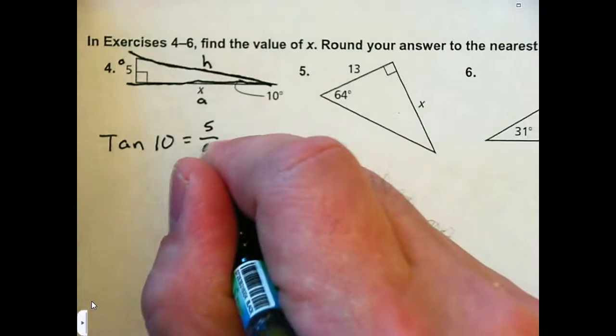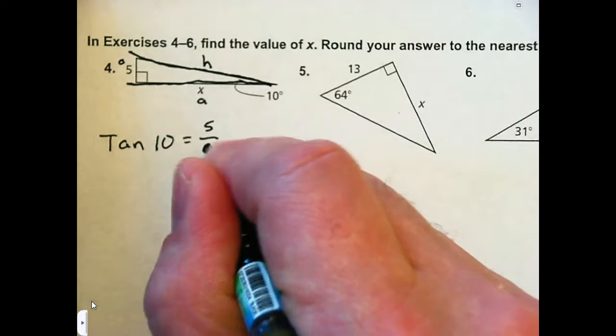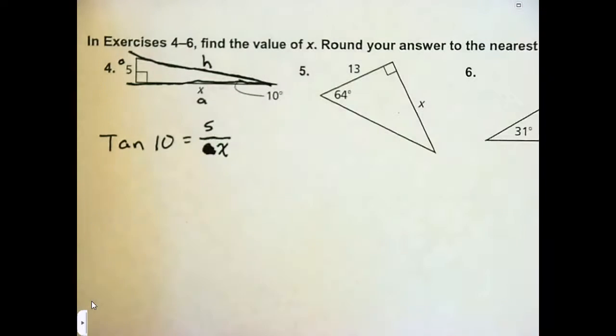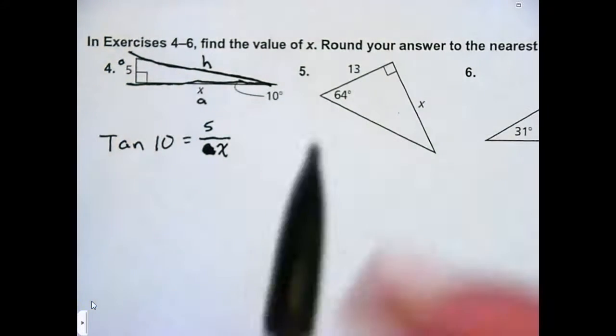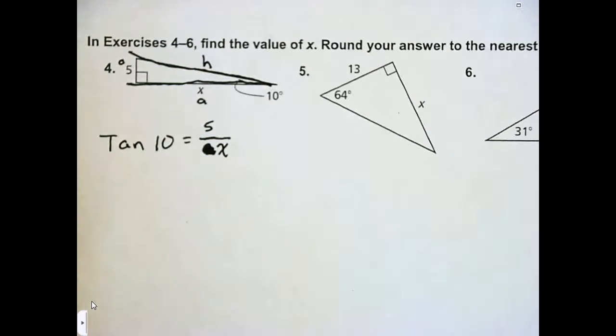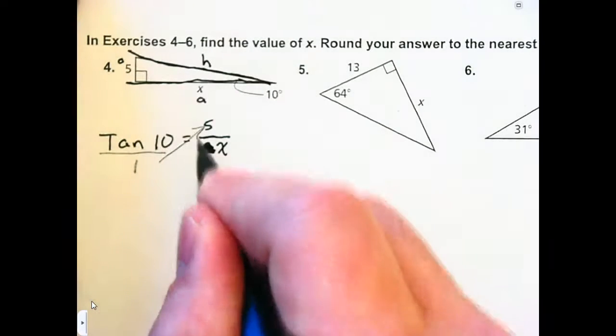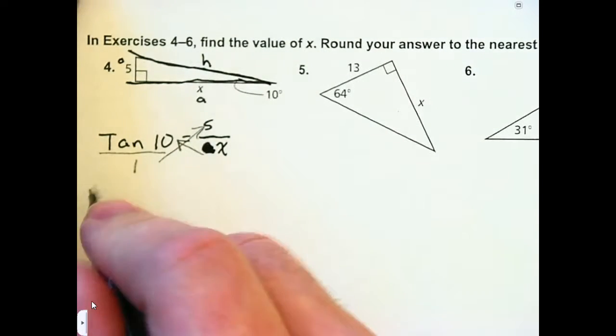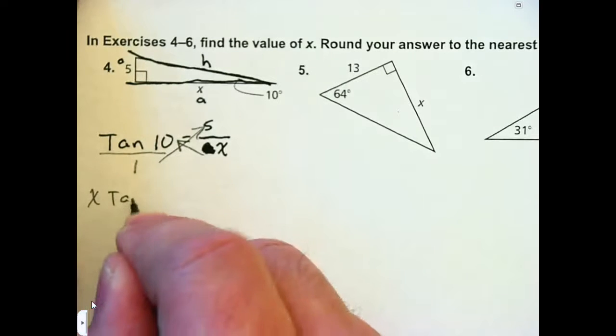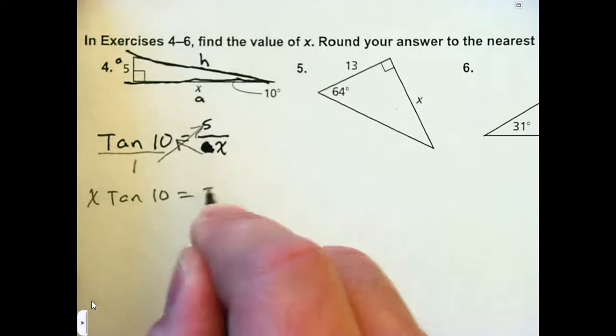Oh, I guess A is actually x. Let's use x. How do I solve that? Yeah, you definitely cross multiply there. So you get x tan 10 is equal to 5.